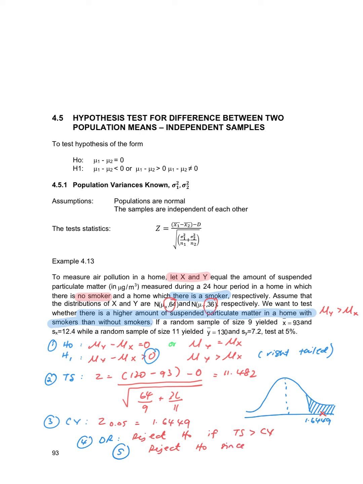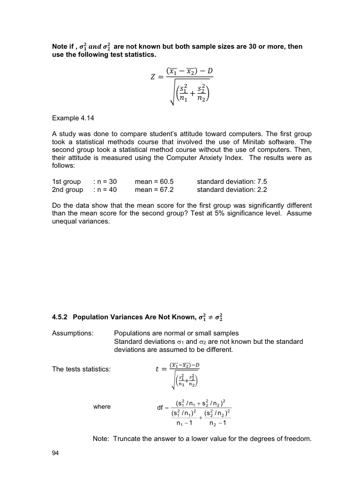Since 11.482 is greater than 1.6449. So what can we decide here? So the conclusion is, since we reject the null hypothesis, meaning that we accept the H1. So meaning that we can say that there is a higher amount of suspended particulate matter in a home with smoker than without smoker. So meaning that mu y greater than mu x. Okay, settle case number 1.